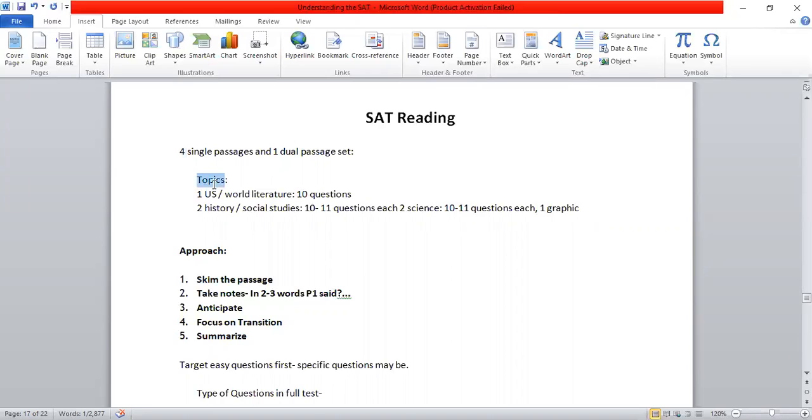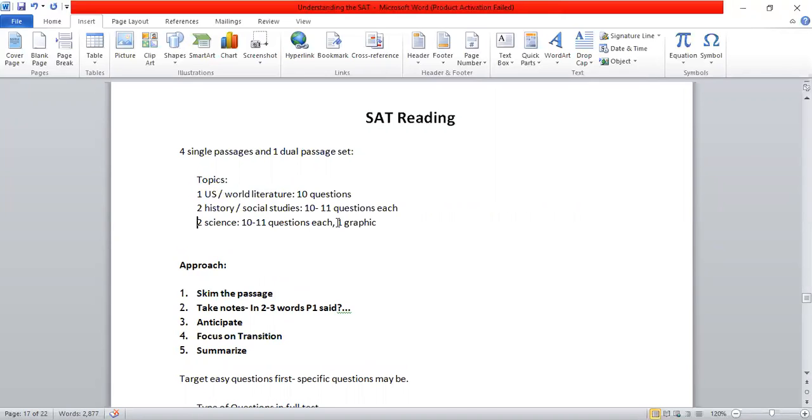Usually, the topics that we see on SAT reading are, first, one US literature or world literature passage, followed by 10 questions. It doesn't mean that this is always the first passage. It could be first or second or third, anywhere. You will get 2 history or social studies passages, again 10 to 11 questions each. 2 science, again you will get 10 to 11 questions each. You will also get 1 graphic based question. It could be here mostly, sometimes here in the history or science.